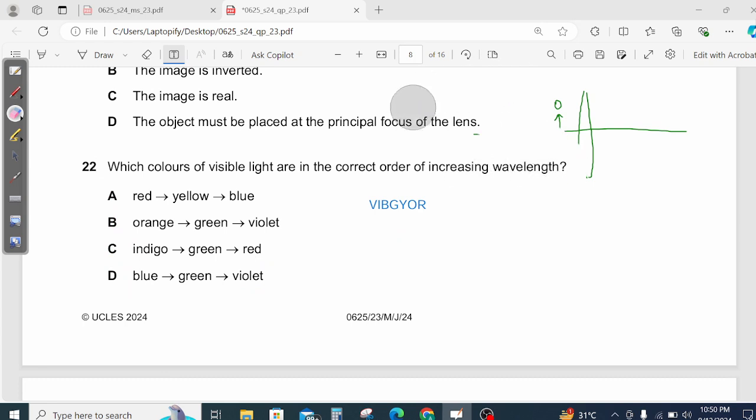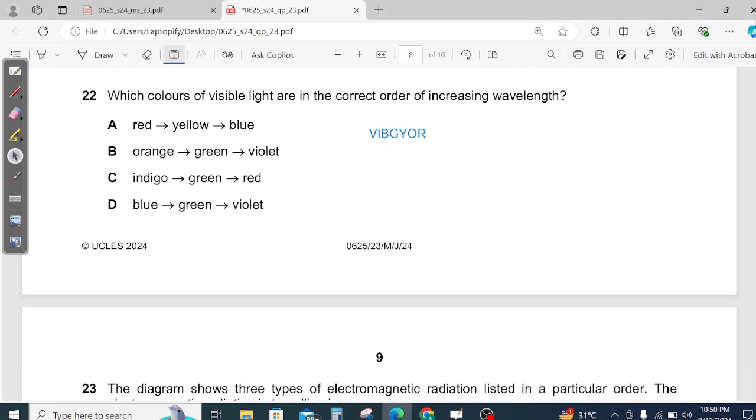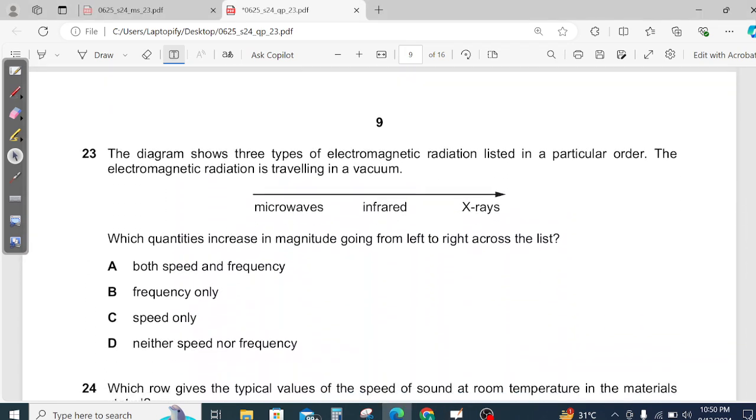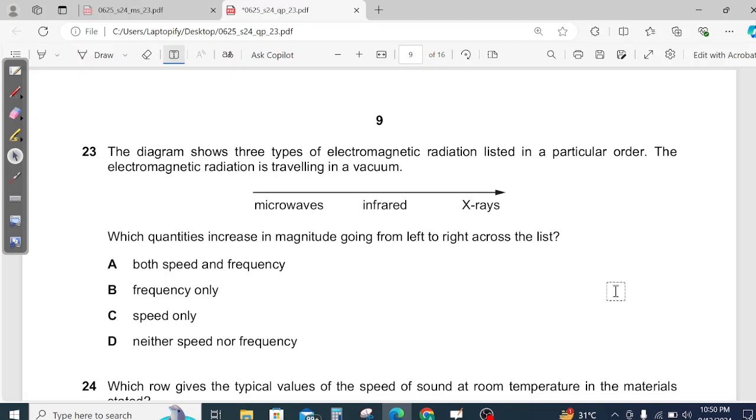This is the key point of this question. VIBGYOR, this is the spectrum of visible light. When white light passes through the prism, then it converts into the 7 colors, VIBGYOR.